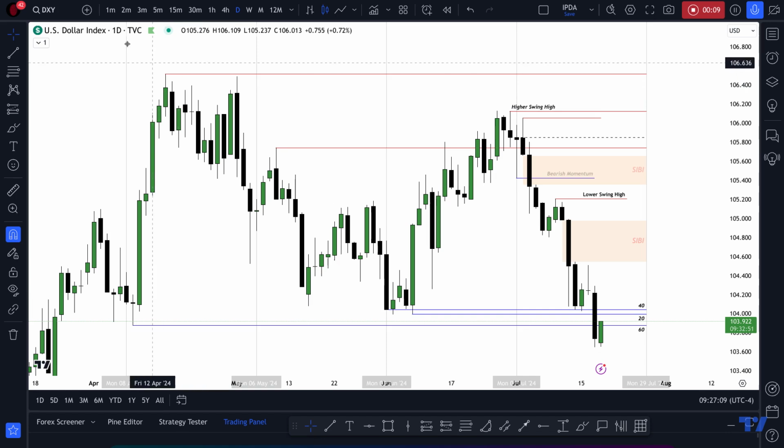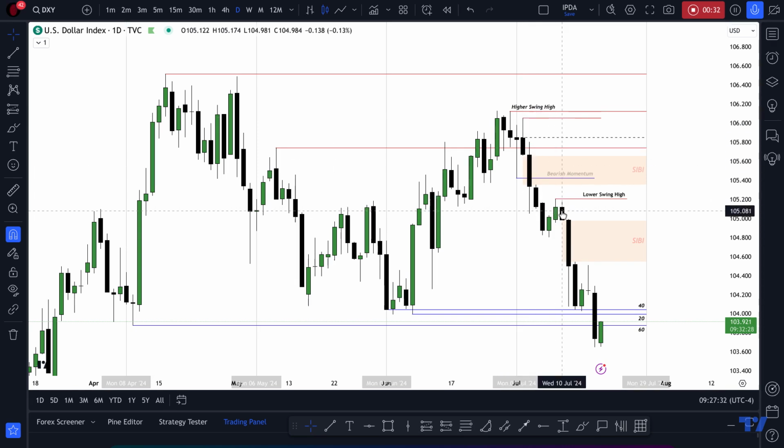But we're going to start off looking at the DXY first. As we can see, last episode, I know the update's been a while ago, we were talking about how price failed to give us that false break around this swing low. We said it's either a false break or bearish momentum, and it's confirmed that it was bearish momentum because we got a lower swing high. So this swing high here is lower than this one.